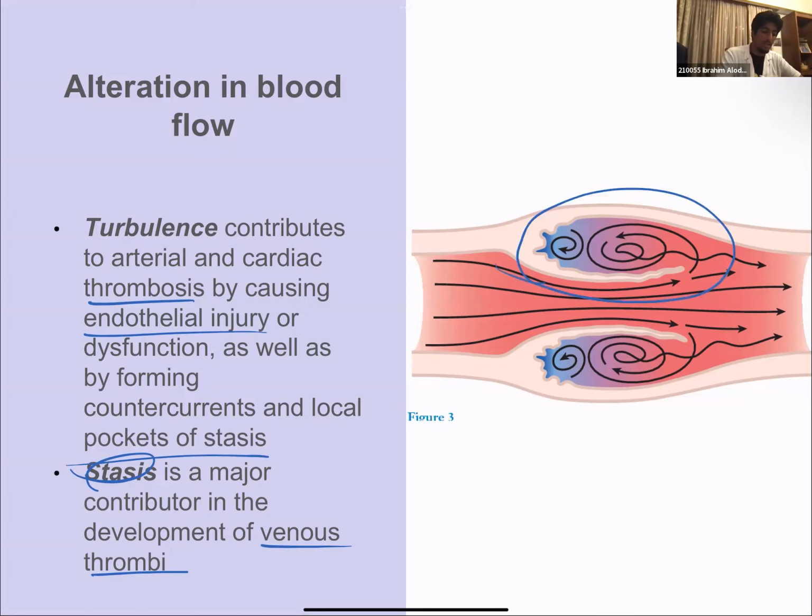So over here, you can see the stasis a bit. Do you see how there's areas here where the blood is not actually moving? That's stasis. It's stuck in that area. In areas of stasis, there's probably going to be an issue with clotting.